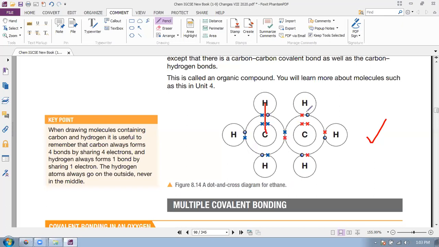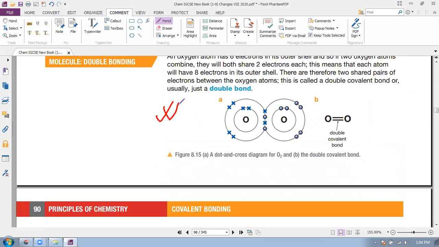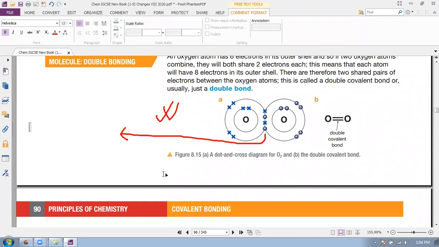This is the covalent bond, right? And these are just the shared pairs of electrons which are responsible for forming these covalent bonds. Very important. Please write here, very important, in your textbook. Oxygen, very important. Oxygen, look at this. 2 shared pairs of electrons. Because it's necessary. 2 shared pairs.